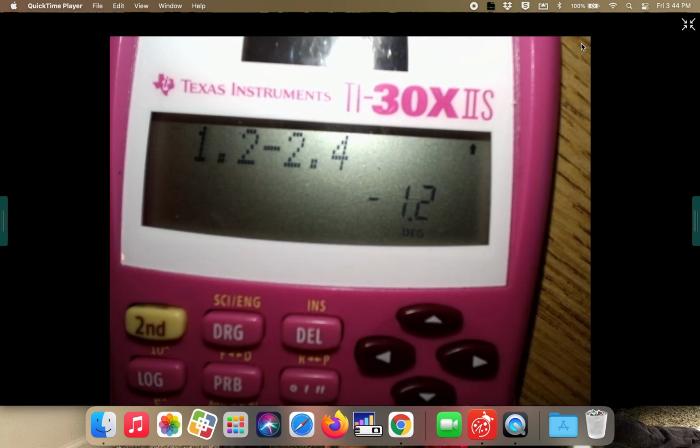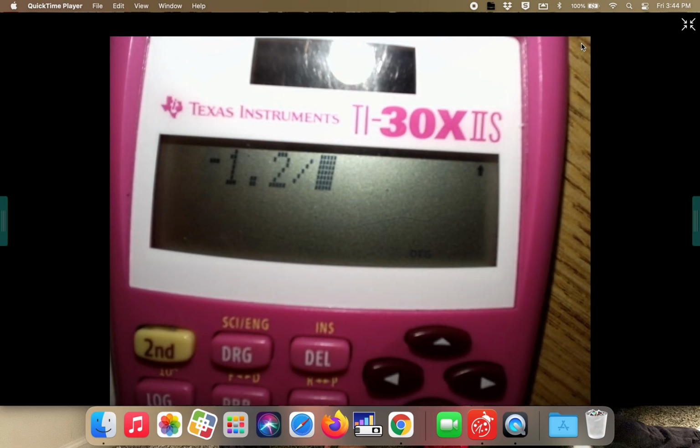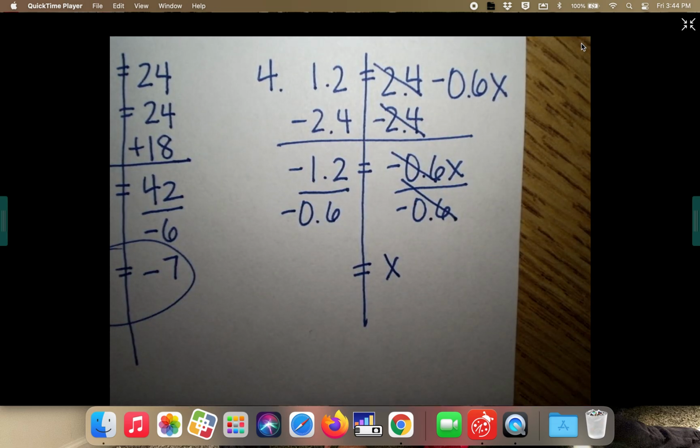Negative 1.2 divided by negative 0.6 is 2.